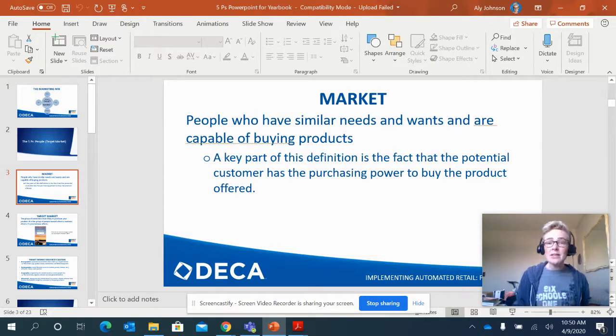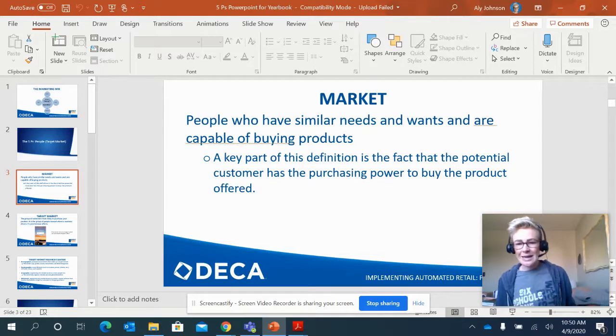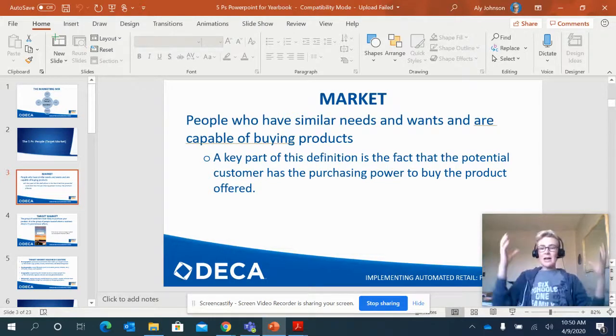If I use the example of Kate at Coffee, anybody who can buy it is students at Air Academy, staff at Air Academy, any visitors of Air Academy. That's our market, right? We can't say all of Colorado Springs because all of Colorado Springs can't get onto our campus. So that's our entire market.